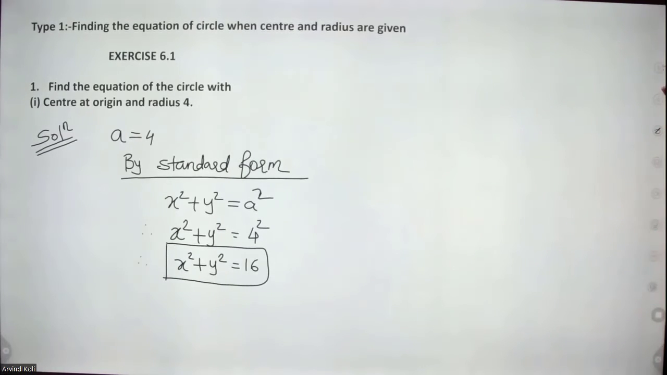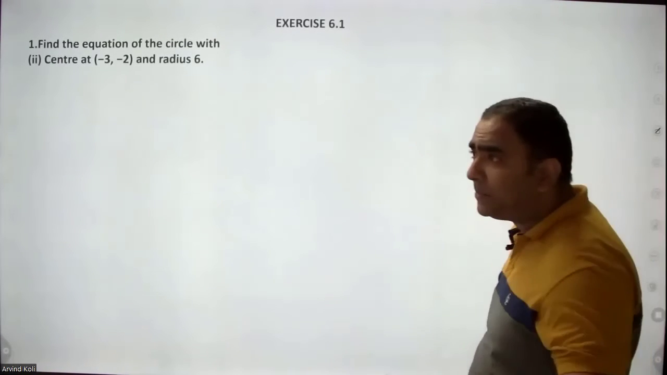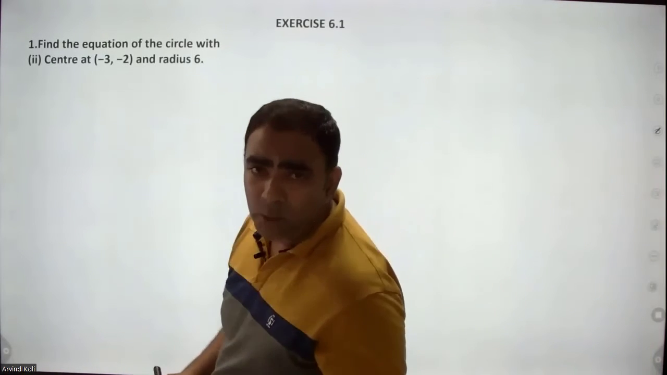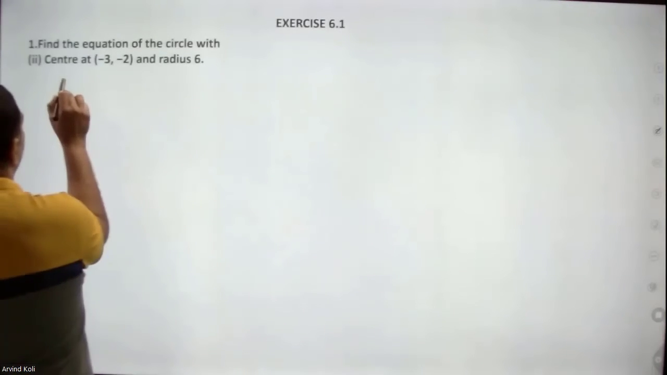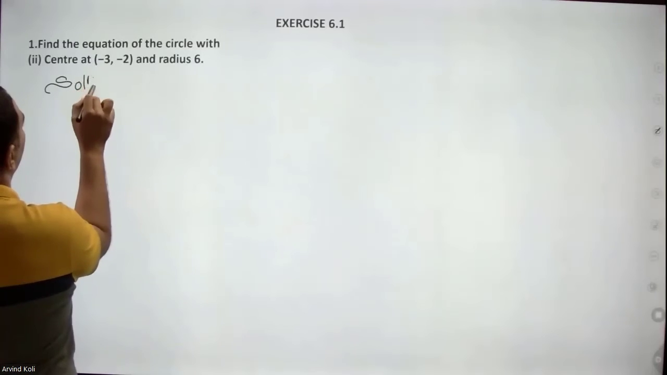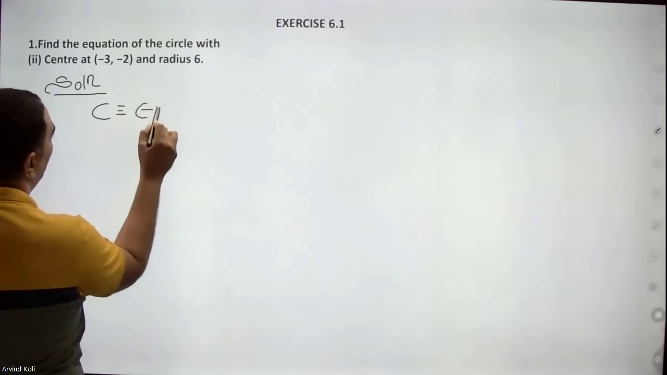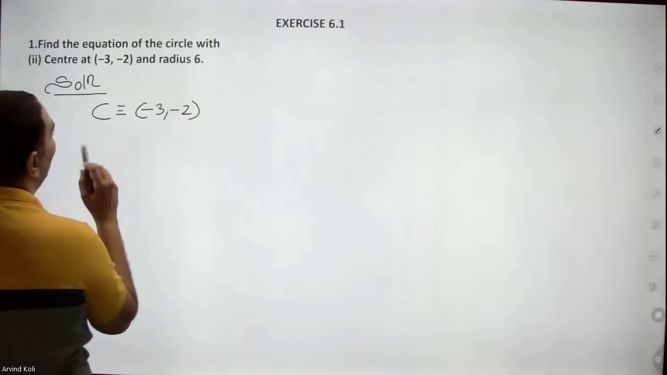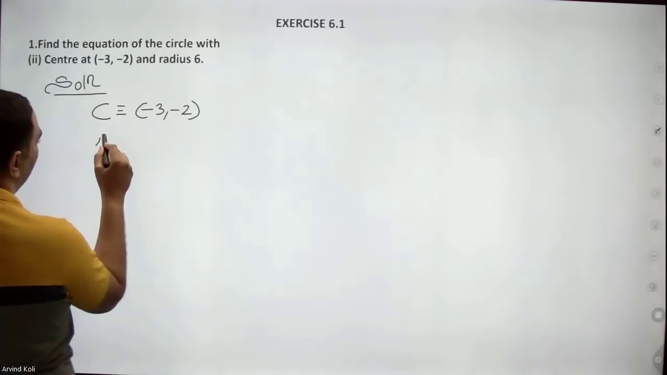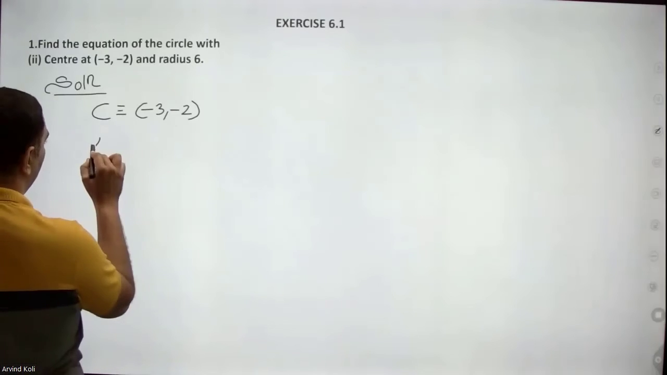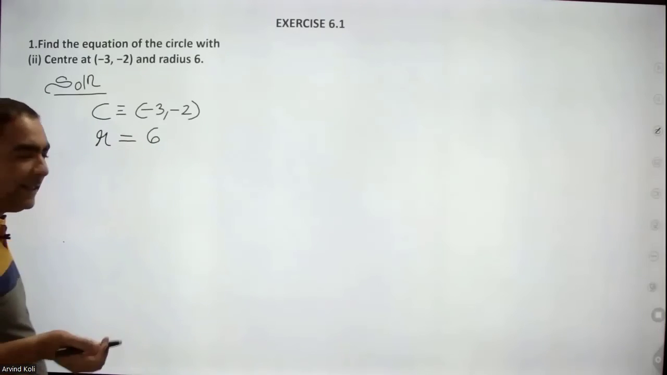Yeah? Next sum. Finding the equation of the circle. This time the center is minus 3 comma minus 2. So I'll write, let's say center C minus 3 comma minus 2, and students, radius is equal to 6.